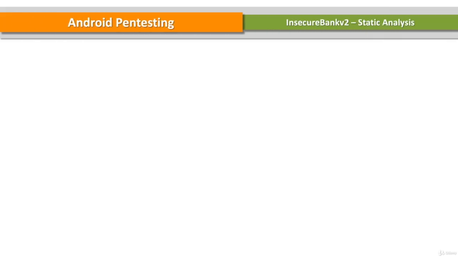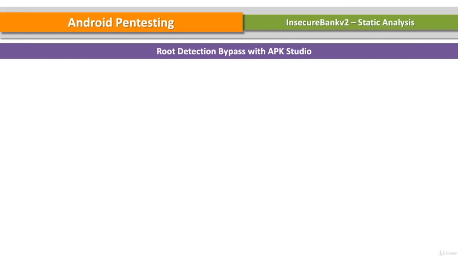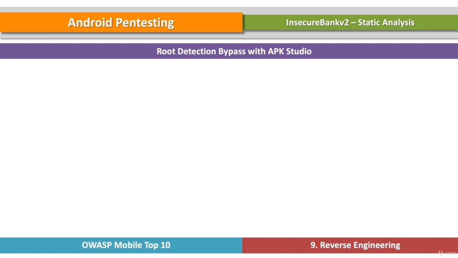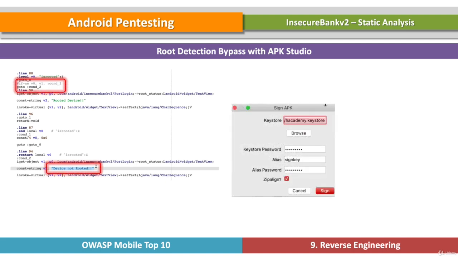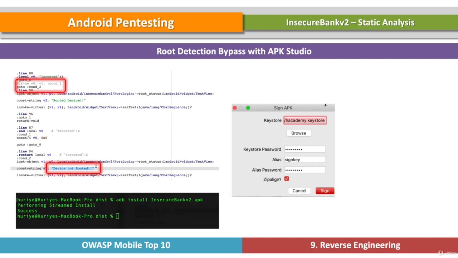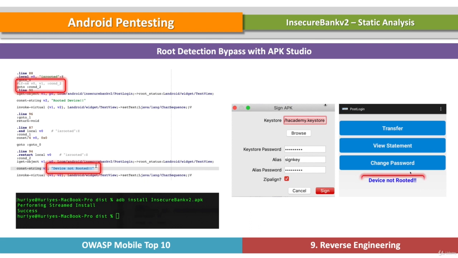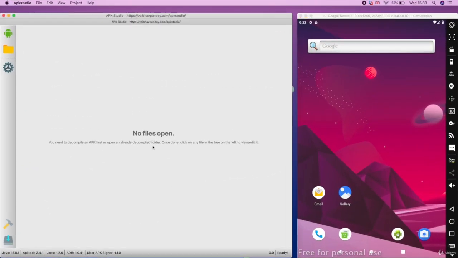All right, so now in this lecture, I want to show you the root detection bypass vulnerability again for those who want to use the APK Studio. So the changes in the code are the same, but with APK Studio, you're going to manually sign the APK and upload it to the device. Now, if you don't want to use APK Studio and you've already practiced this vulnerability with APK Lab extension, just go ahead and skip this lecture. For those of you who are here, let's get started.